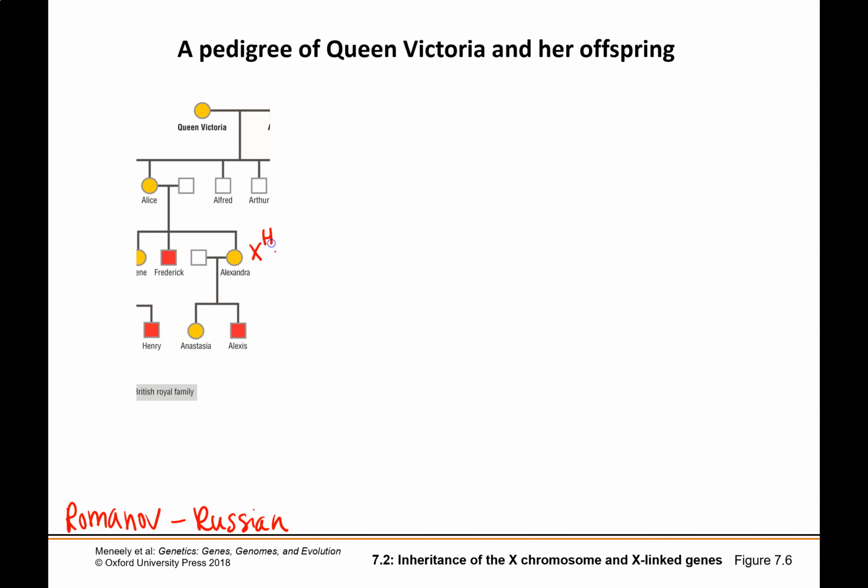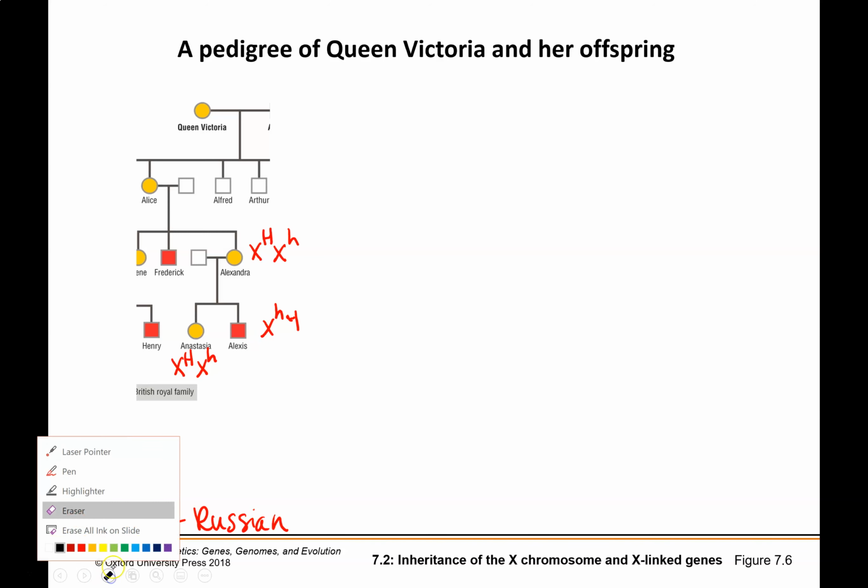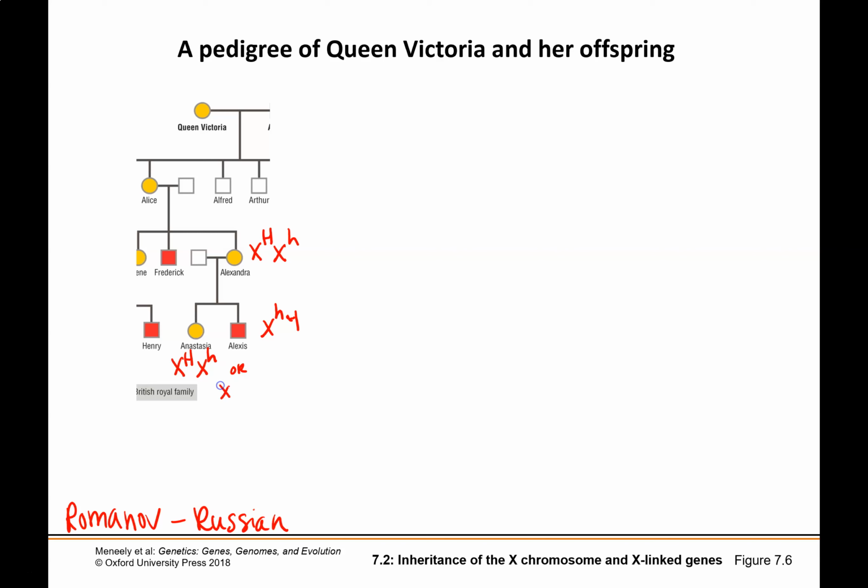Her mother is a carrier, and her brother is affected, so we know that her mother has to be a carrier. Her father is unaffected, and she is unaffected. But let's say that we know that she is a carrier. She actually may or may not be a carrier. Oops, excuse me, I got a typo there. But let's assume that she is, in fact, a carrier. So she could be normal. But let's assume that Anastasia is a carrier. So let's say that she is heterozygous.